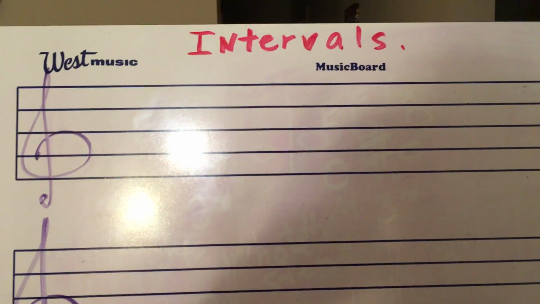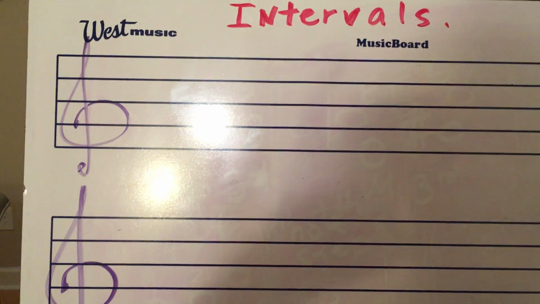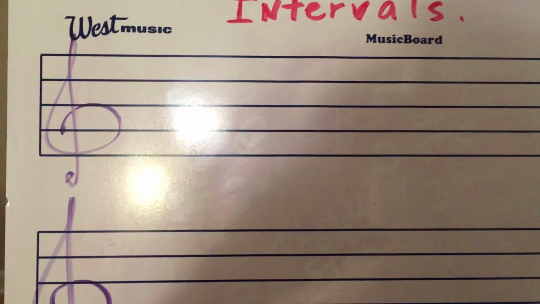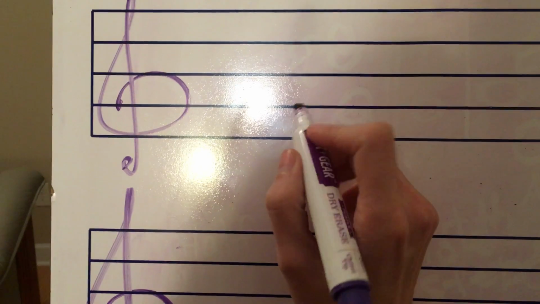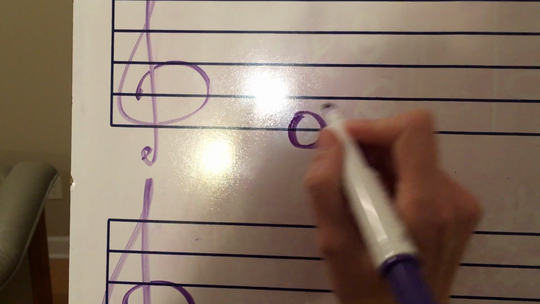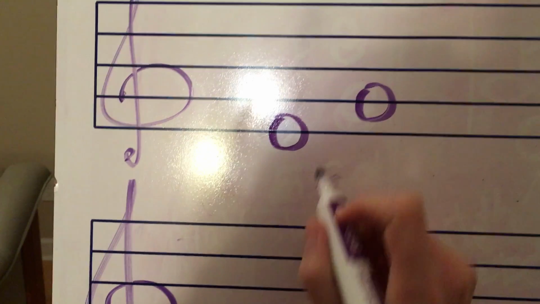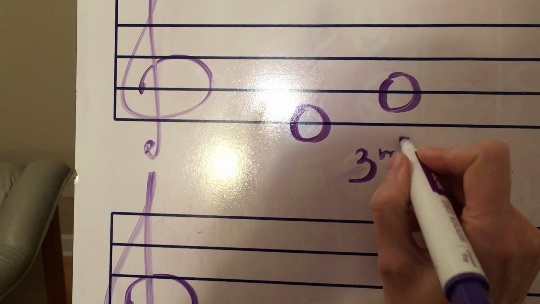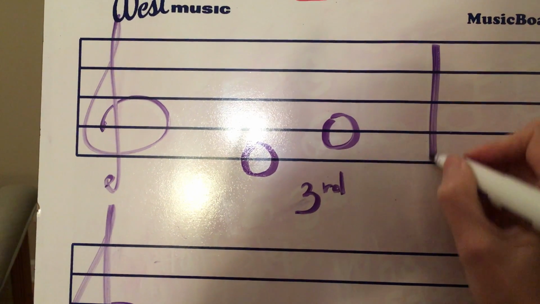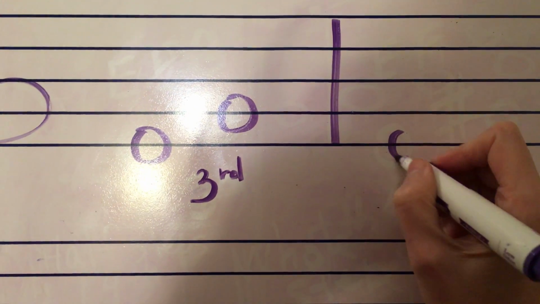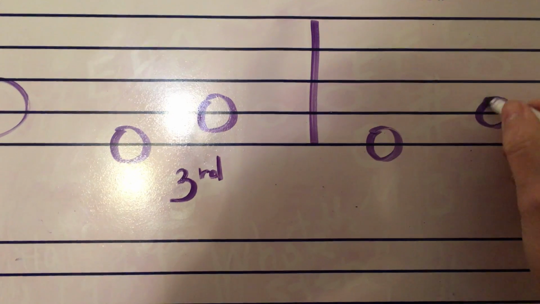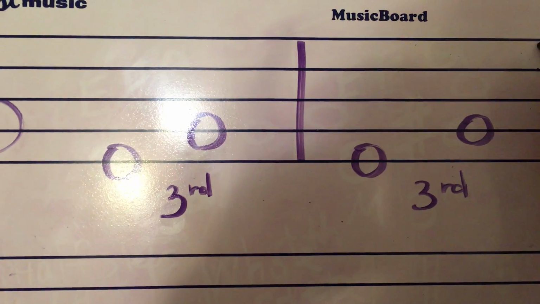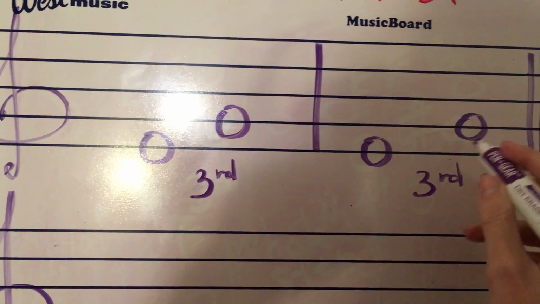Intervals for string players. Today we are going to talk about the different quality of intervals. So let's go ahead and draw an interval of a third. Let's just mark it as a third. Okay, and then I'm going to do the same two notes here. So we have another third. Okay, so E and G, E and G.